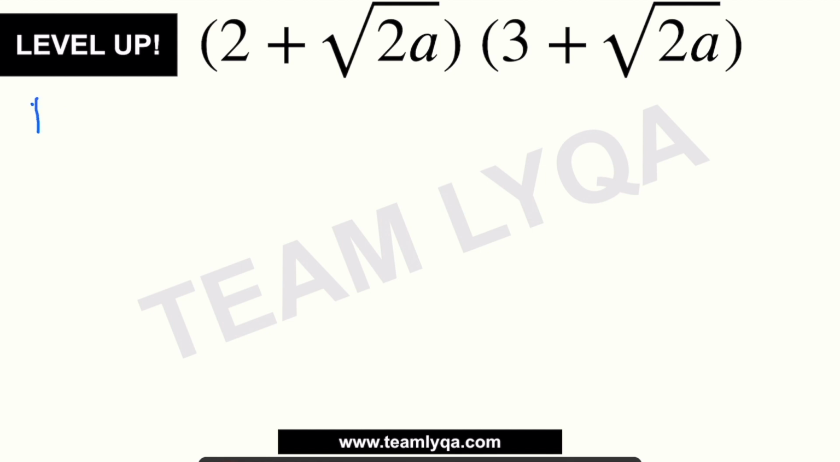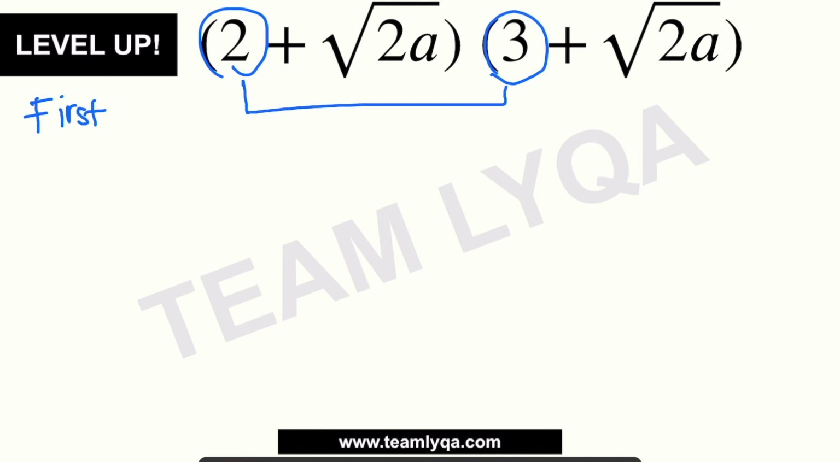Again, you have F as the first. Ano yon? You have 2 times 3. Okay? So, 2 times 3 muna. Ano ang 2 times 3? That is going to give us 6. Okay. Now, next, outside.